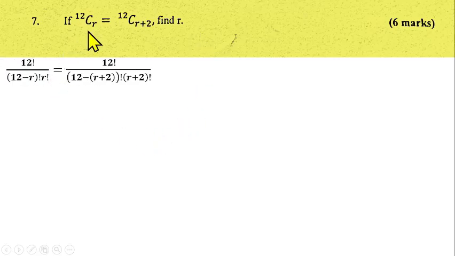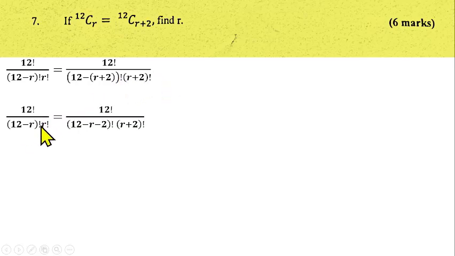So we know that this can be written as factorial. 12 combination r can be written as 12 factorial over 12 minus r factorial, r factorial, equals to this. 12 combination r plus 2 can also be written as 12 factorial over 12 minus open bracket r plus 2 factorial, r plus 2 factorial as well. So from there, what can we do? It stays like this. Then here we can open the bracket with this minus here, so you have 12 minus r minus 2 factorial, r plus 2 factorial.